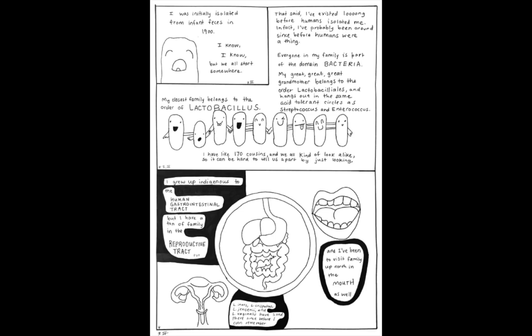I have like 170 cousins, and we all kind of look alike, so it can be hard to tell us apart just by looking. I grew up indigenous to the human gastrointestinal tract, but I have a ton of family in the reproductive tract. L. iners, L. crispatus, L. jensenii, and L. vaginalis have lived there since before I can remember. And I've been to visit family up north in the mouth as well.